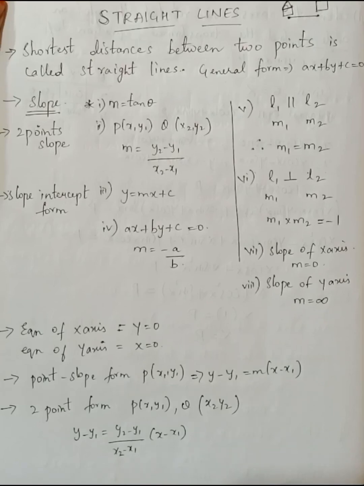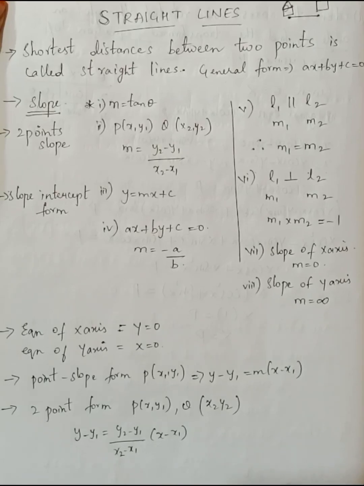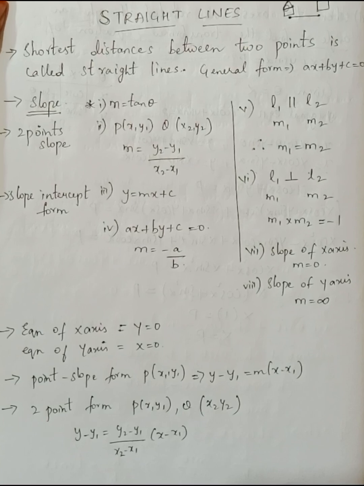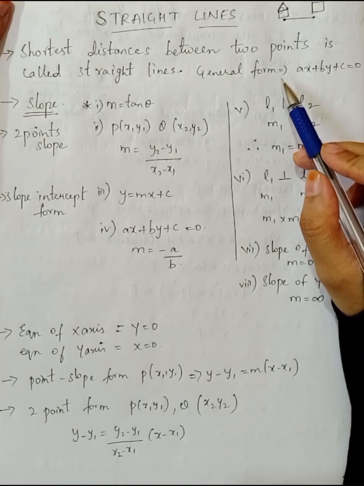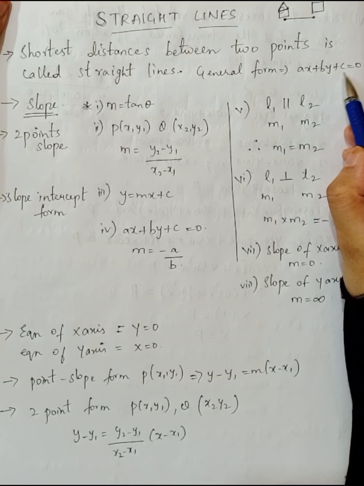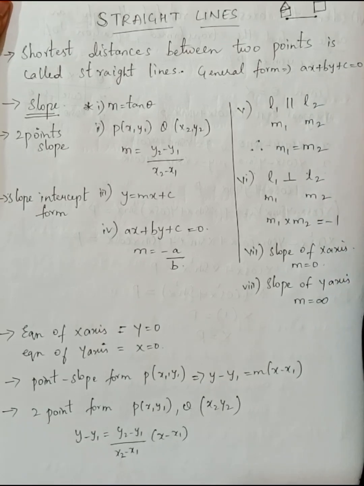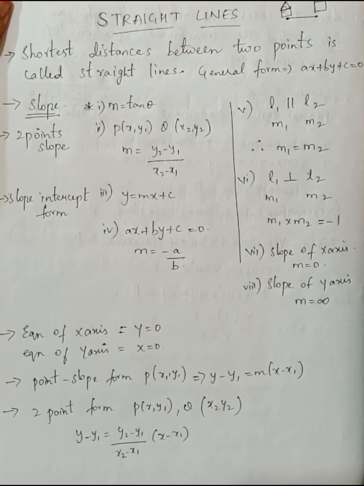So the next chapter is straight line. So what is a straight line? The shortest distance between 2 points is called a straight line. Okay, so the general formula for the straight line is ax plus by plus c equals to 0. Here we'll discuss some of the formulas used in this chapter.